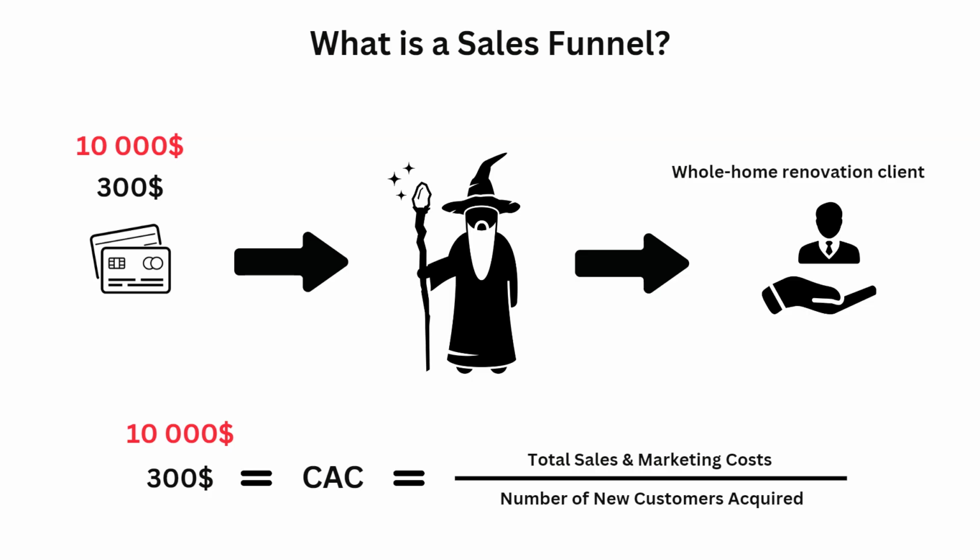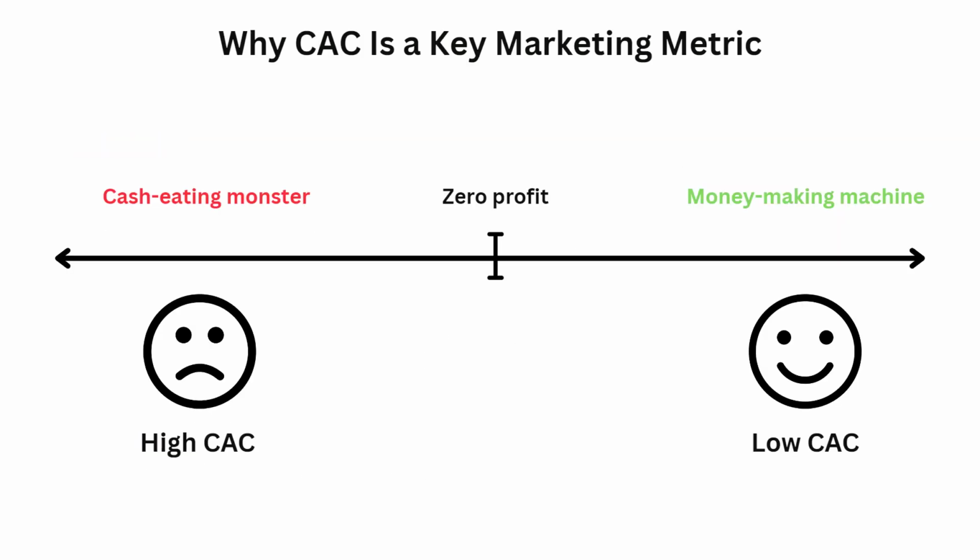So one of the biggest goals of building a sales funnel on social media is to make sure your CAC turns your marketing into a money-making machine, not a cash-eating monster. And if your funnel is profitable, well, then it's one of the most powerful tools in your business. Because the only thing stopping you from using that magician over and over again is how many team members you have to do the work.